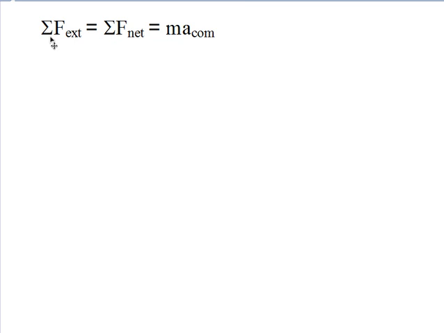Fact: the sum of the external forces, which we would refer to as the net force acting on the object, is what causes the center of mass to have acceleration. So if you take the net external force acting on an object, that is what results in its acceleration. And I hope you would stop for a minute and say, well, what about the internal forces?